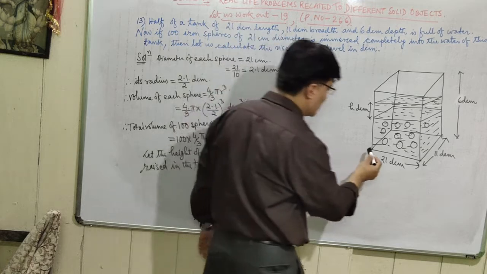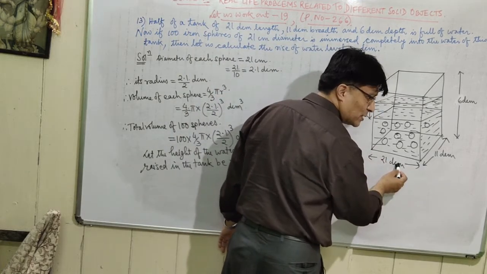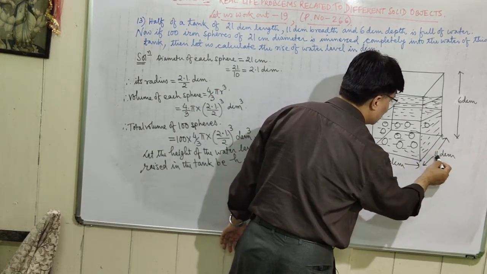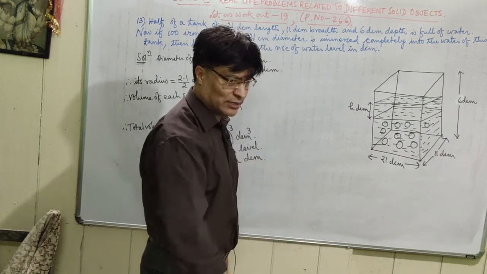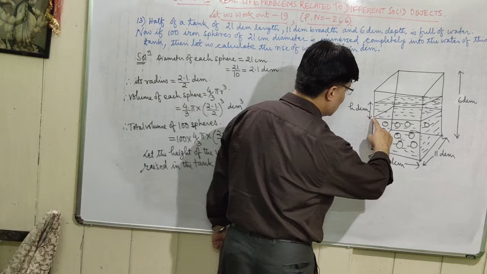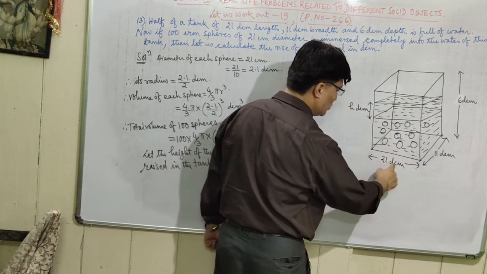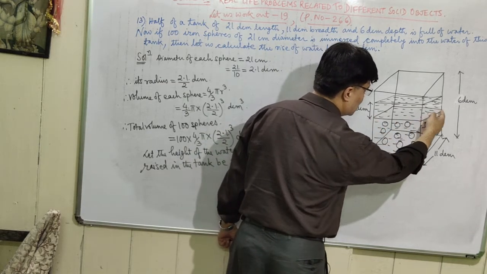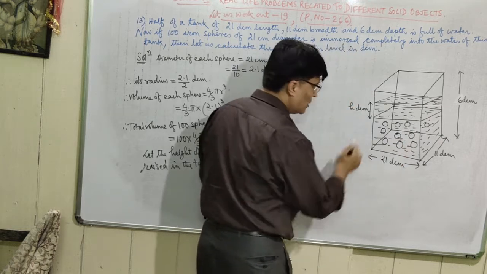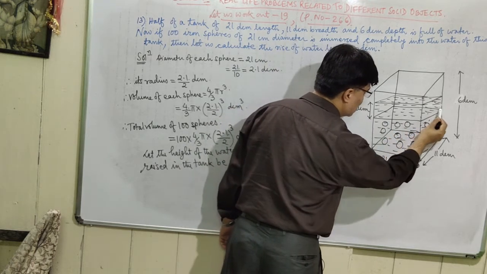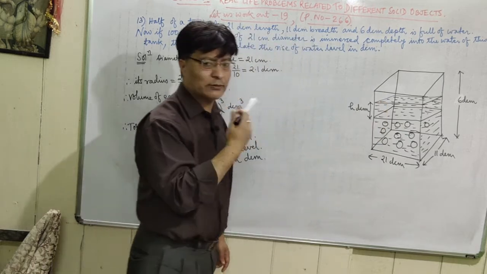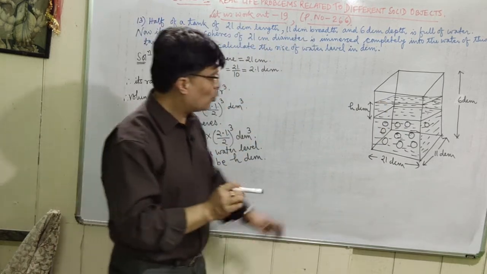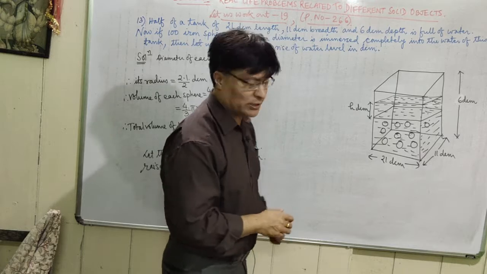Now in this case, what is the length of the tank? 21 decimeter. What is the breadth of the tank? It is 11 decimeter. What is the height of the water level raised? It is h decimeter. This is the length of the tank, 21 decimeter. This is the breadth of the tank, that is 11 decimeter. And h decimeter is the height of the water level raised. So what is the volume of this water level raised?